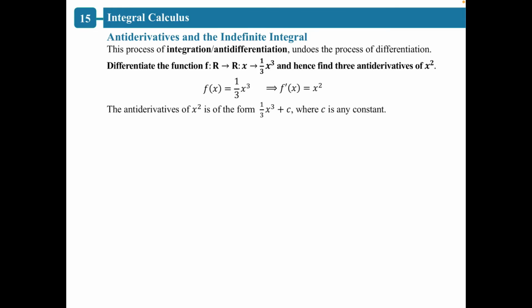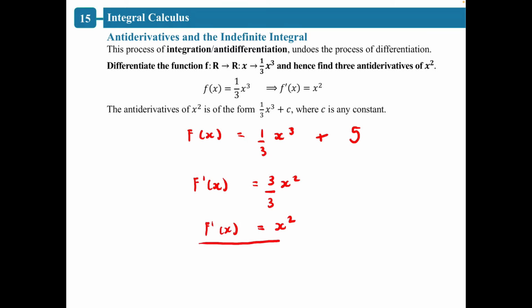Let's have a look at why we put in the c. Okay, so we have our function f of x is equal to 1/3 x to the power of 3. Let's say that our function originally read 1/3 x to the power of 3 plus 5. When I derive this function, I get 3/3 x squared, and our constant goes to 0. Simplifying this, we get our derivative as x squared.